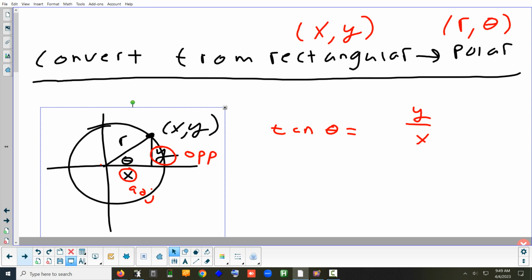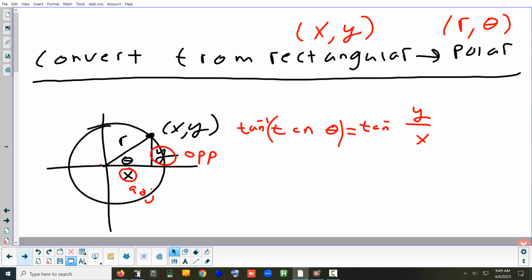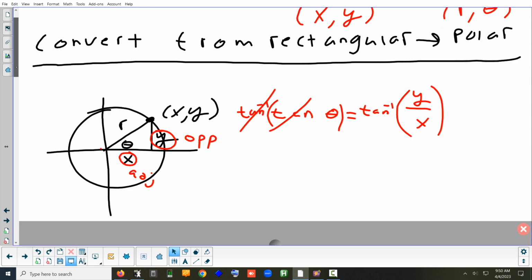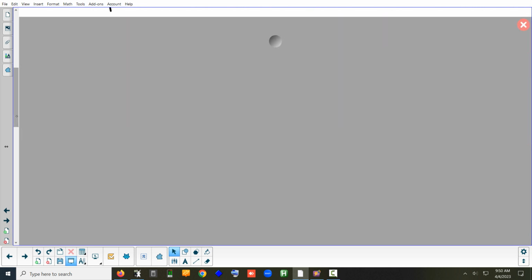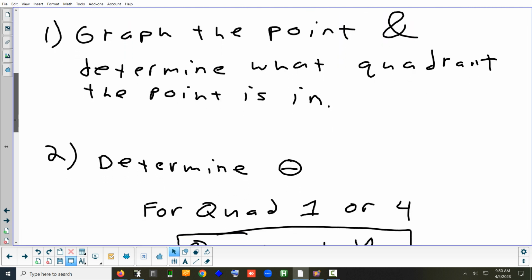Problem is, I don't really want to know tangent of theta. To write a point in polar, I need theta. So I need to get rid of tangent and get theta by itself. How do we get theta by itself? Exactly. We have to do the inverse tangent on both sides. I'm going to write this down nicely on the next page, but that's the idea of how you find theta. It's the inverse tangent of y over x. Let me write that down nice.